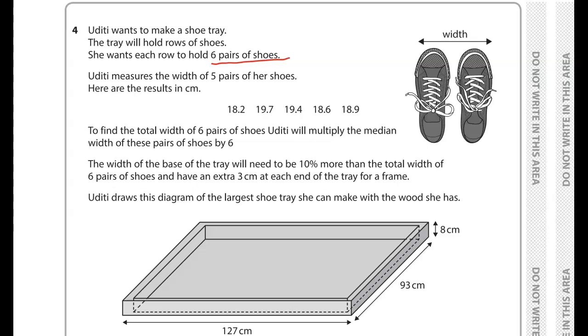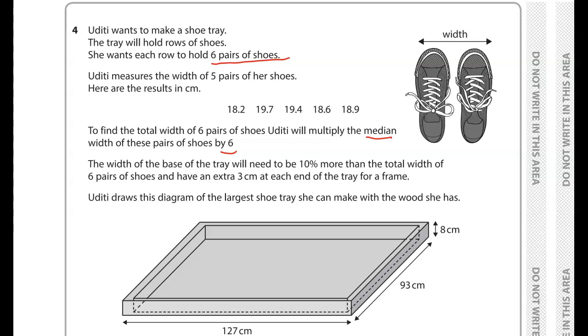To find the total width of 6 pairs of shoes, Udity will multiply the median width of these pairs of shoes by 6. The width of the base of the tray will need to be 10% more than the total width of 6 pairs of shoes, and have an extra 3 centimeters at each end of the tray for a frame.